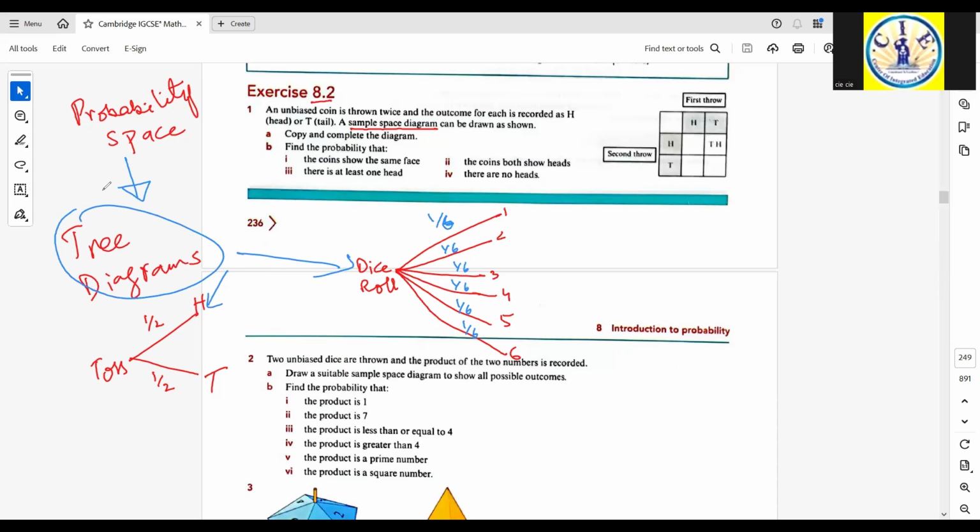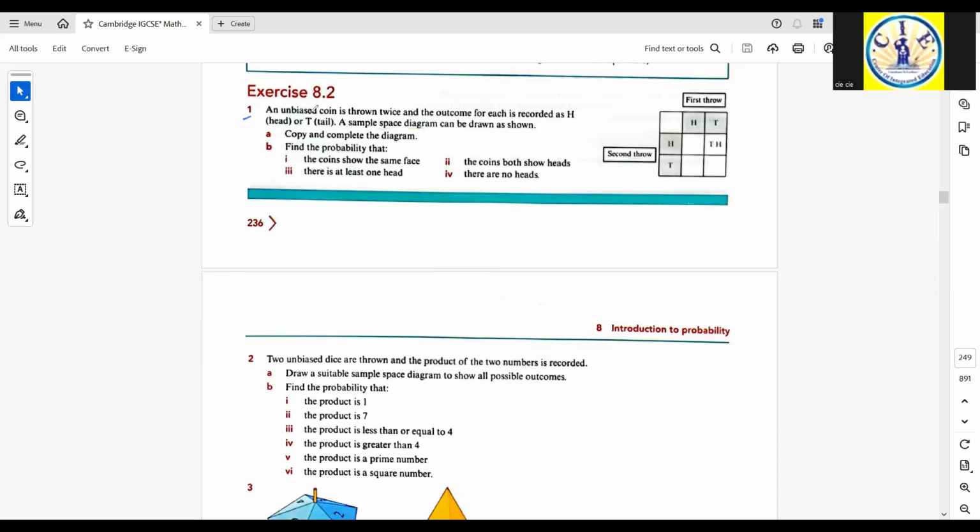Okay, now it is question number 1. An unbiased coin is thrown twice, and the outcome for each is recorded as H for heads and T for tails. A sample space diagram can be drawn as shown. The first throw is this, either getting a head or a tail, and the second throw is like this, also getting a head or a tail. Copy and complete the diagram. Okay, we need to complete the diagram.